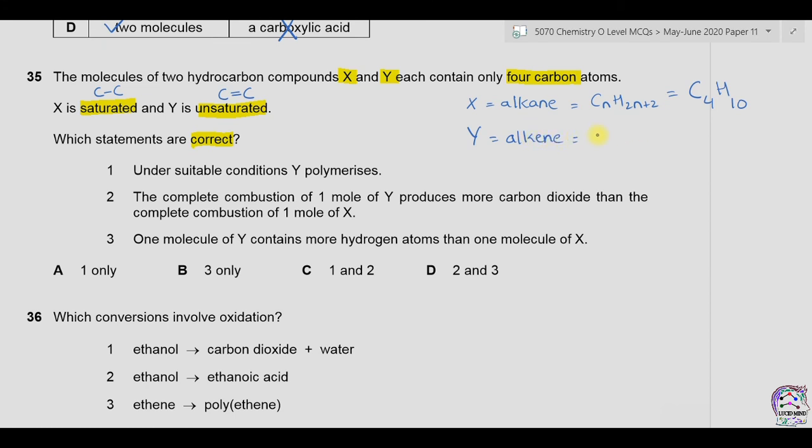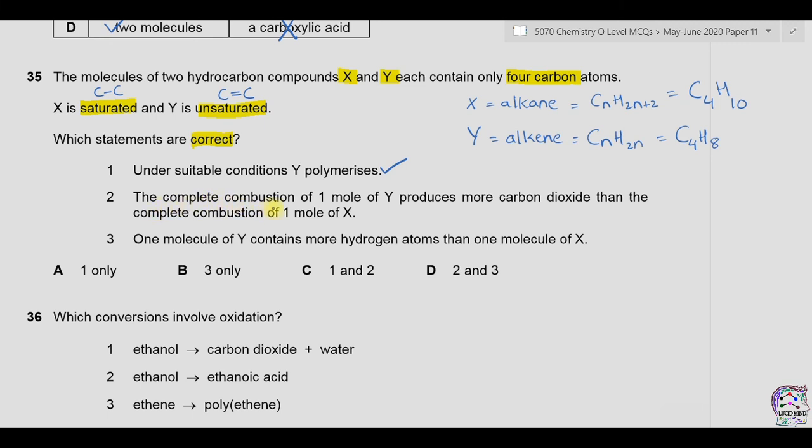And Y is an unsaturated compound, so it is an alkene. The general formula for alkene is CnH2n. So for 4 carbon atoms it should be C4H8. 1. Under suitable conditions Y polymerizes. Now Y consists of double bonds, so therefore it can undergo addition polymerization, so this is correct.